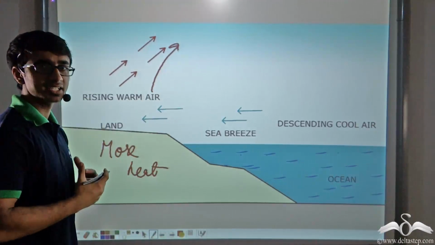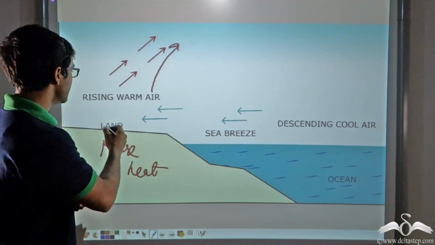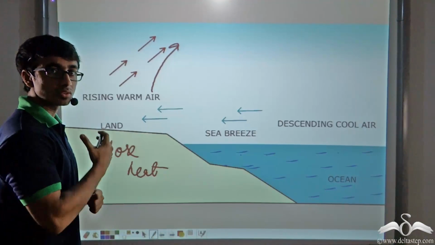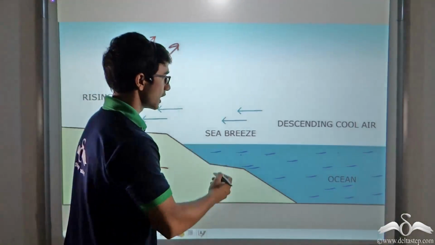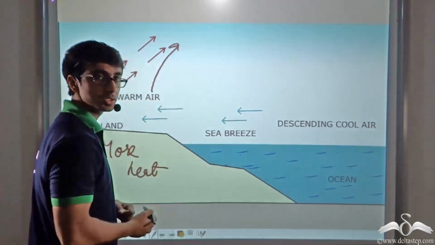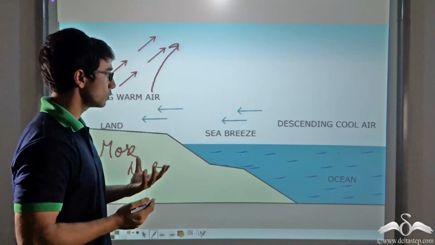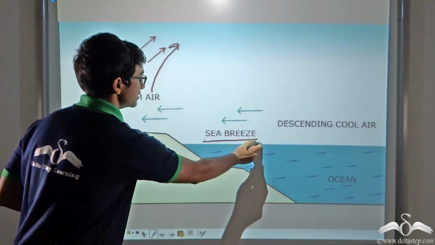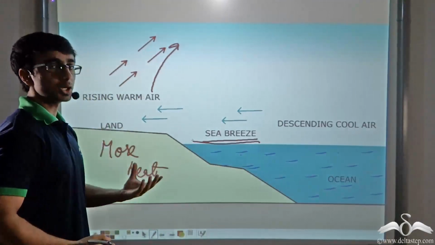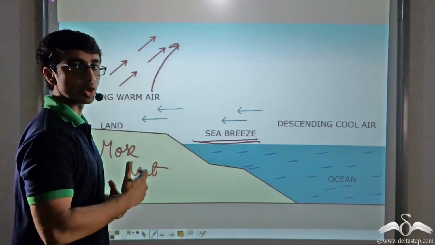So this will create a partial vacuum immediately over land. What this will do is, this will allow the air from the ocean to rush in towards the land. And this is forming what is known as a sea breeze. So this is how a sea breeze is taking place in the morning.